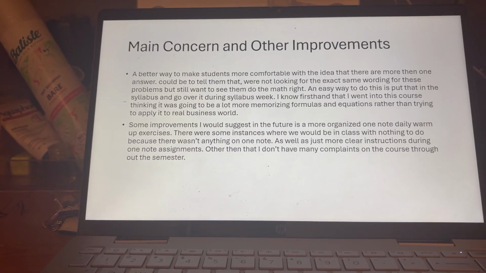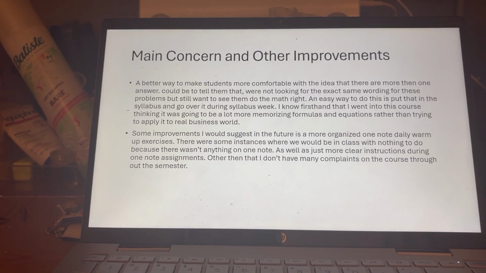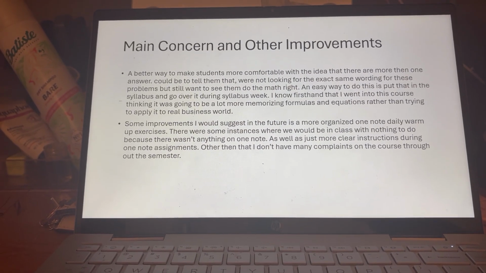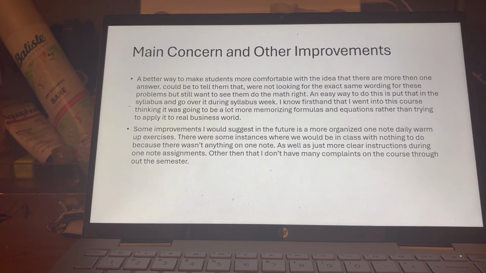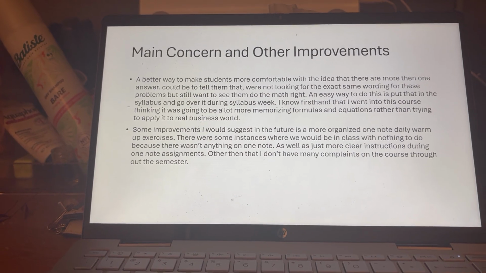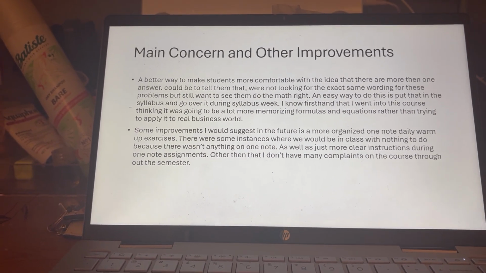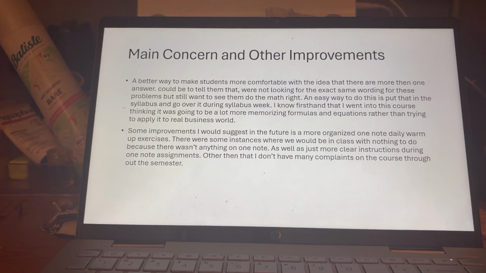And some improvements I would suggest in the future: more organized OneNote daily warm-up exercises. There were some instances where we would have a class and nothing to do because there just wasn't anything on OneNote. And as well, more clear instructions during OneNote assignments, like I said before.